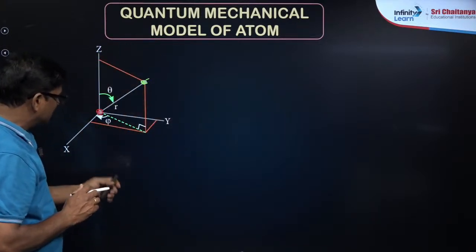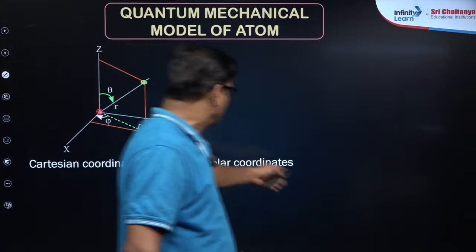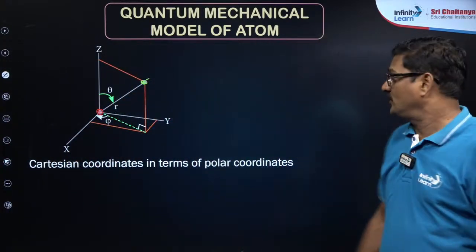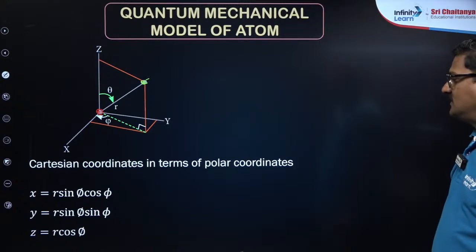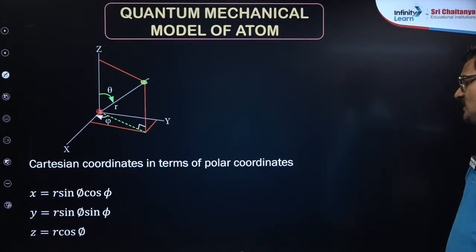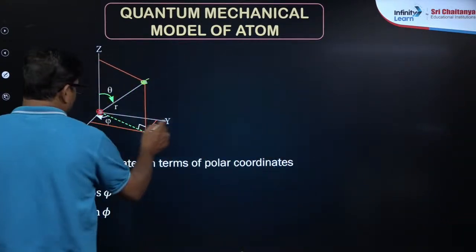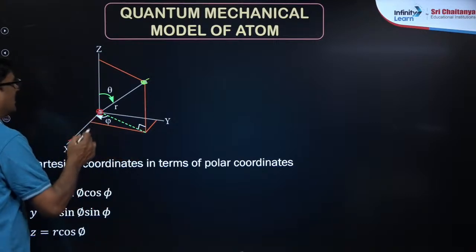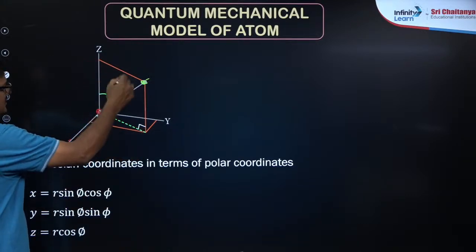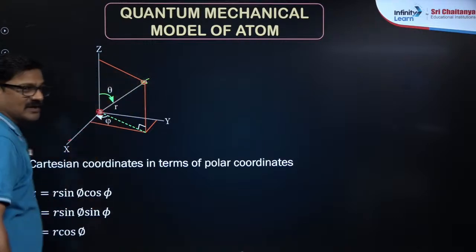So that is given as the radial probability function. Cartesian coordinates in terms of polar coordinates: x is equal to r sin theta cos phi, y is equal to r sin theta sin phi, and z is equal to r cos theta. So the existence of the electron along the x axis, y axis, and z axis. So we use sin and cos to describe the position of the electron.